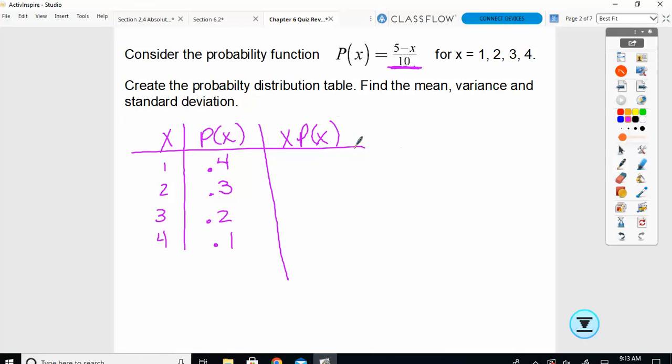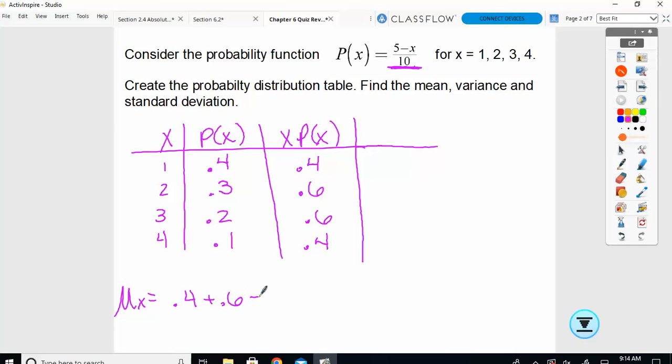So we could quickly just add another column, x times p of x. So 1 times 0.4 is 0.4. 2 times 0.3 is 0.6. 3 times 0.2 is 0.6. 4 times 0.1 is 0.4. So the mean, we just add those up, and we get 2.